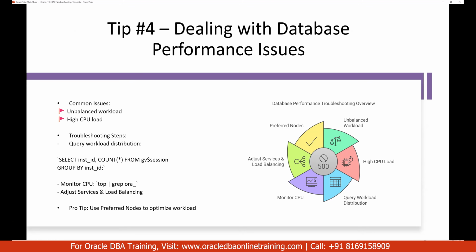But suppose we have utilized a preferred node kind of configuration, or with the help of a specific service, users are connecting to only one specific node and running queries on only that node. That kind of situation might cause unbalancing of workload. Sometimes it can also be problematic with respect to high CPU utilization or high resource utilization on one of the nodes. And there can be other situations also, like the query workload might not be distributed properly, or there can be unbalanced workloads.